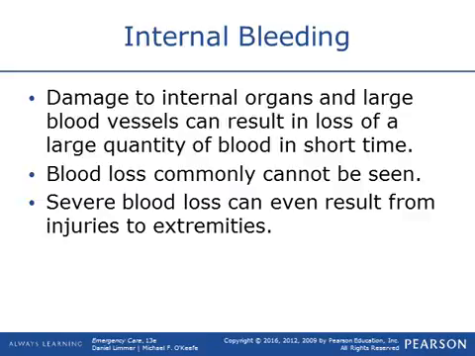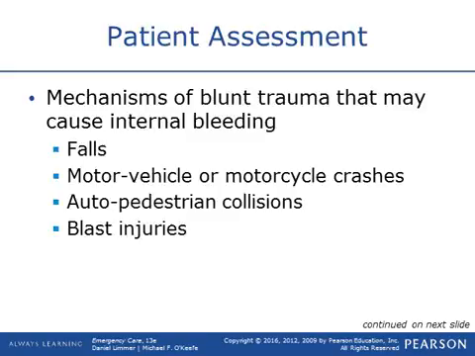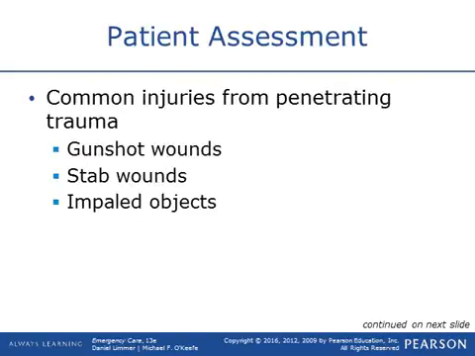Internal bleeding is caused by the organs and vessels internally. This bleeding you're not going to be able to see. So it doesn't mean that a patient's going to have internal or external bleeding. They could very well have both. This can be caused by a variety of things, such as blunt trauma, caused from falls, motor vehicle accidents, blast injuries, types of penetrating trauma such as gunshot wounds, stab wounds, impaled objects.